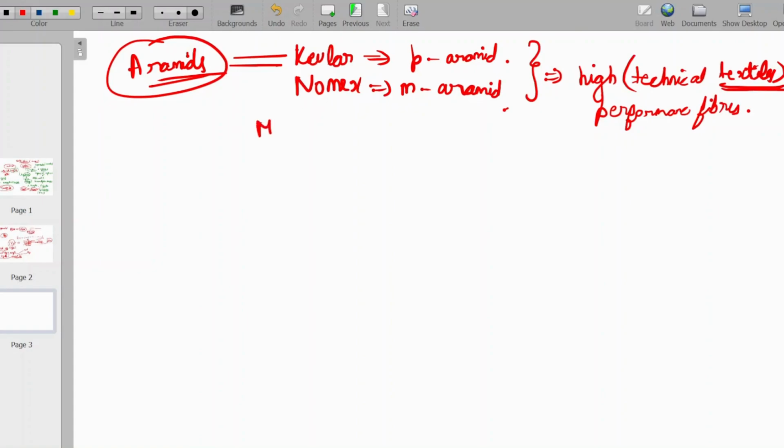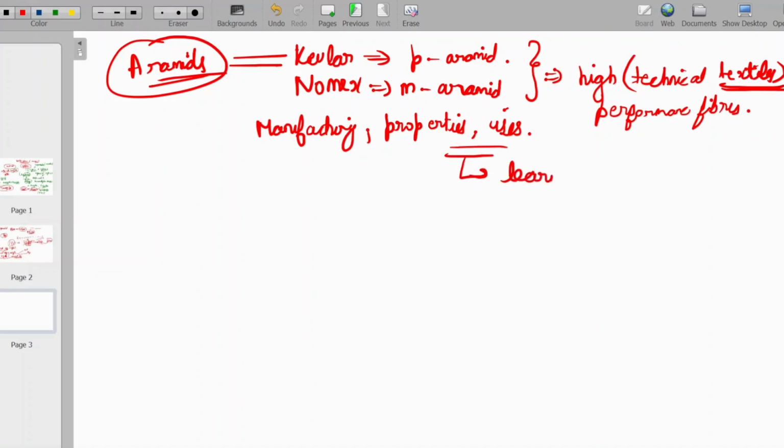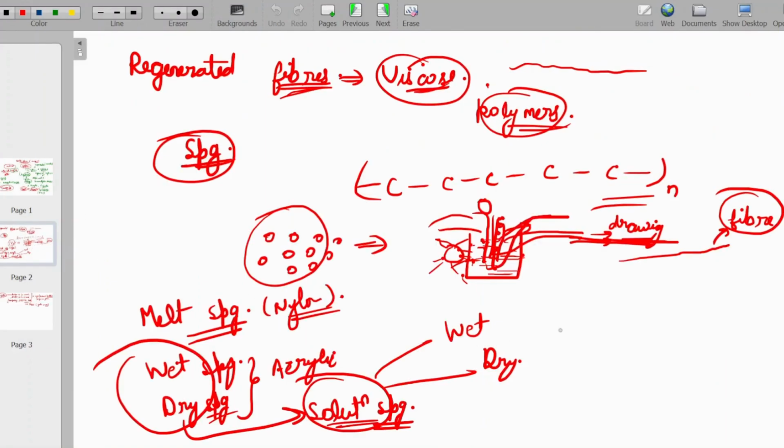Their manufacturing, properties and uses, this you have to learn. This is very important as far as the GATE exam is concerned. Kevlar and Nomex, their properties, uses, manufacturing. Every year this question comes. So this is one of the important topics.